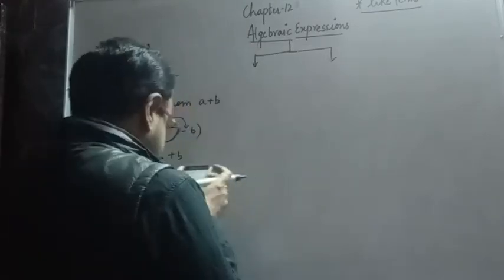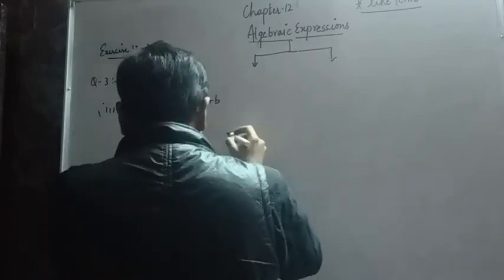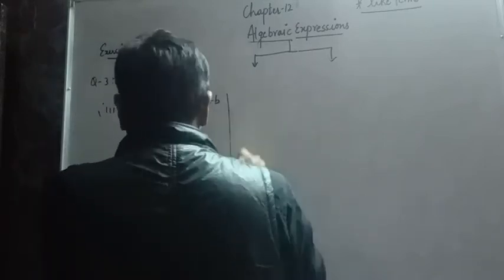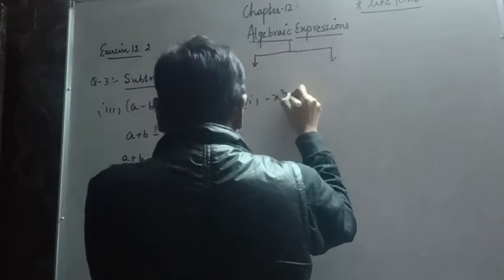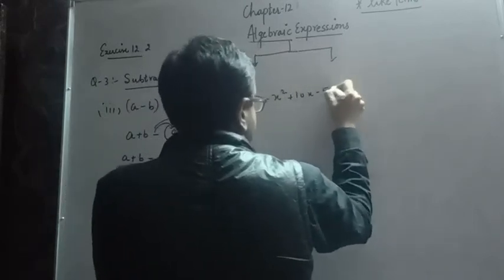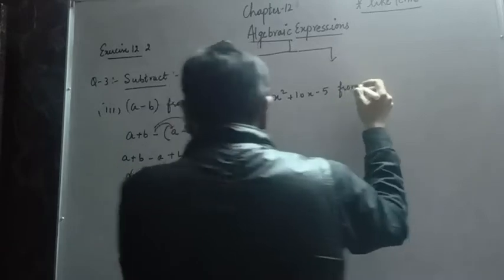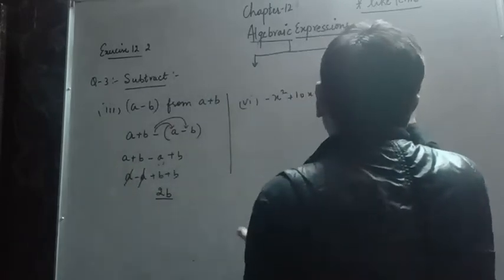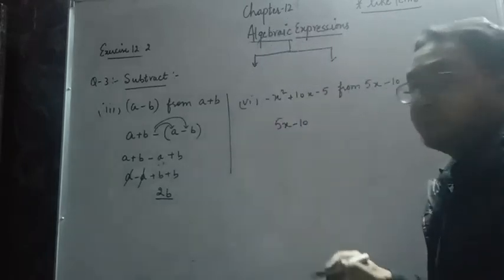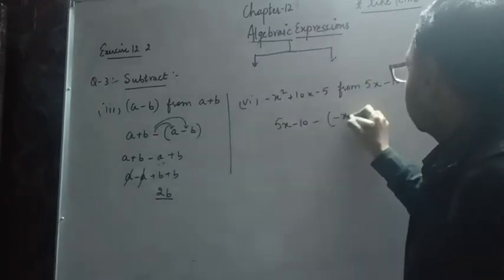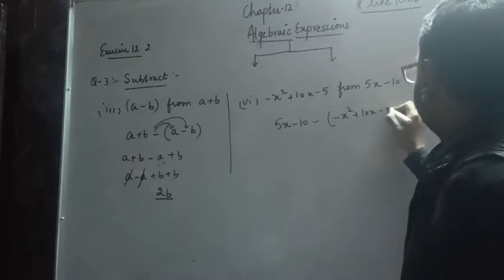Let me do the sixth part. Minus x squared plus 10x minus 5 from 5x minus 10. Now 5x minus 10, because the from term will come first, minus x squared minus 10x minus 5x.